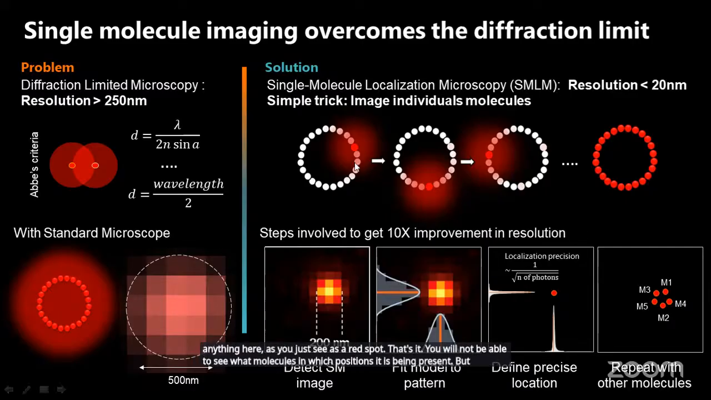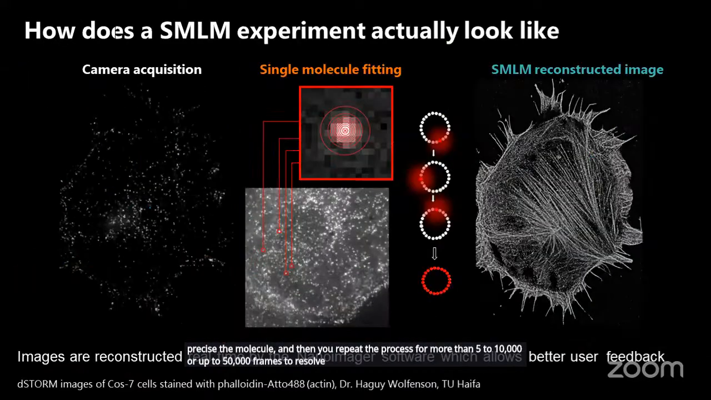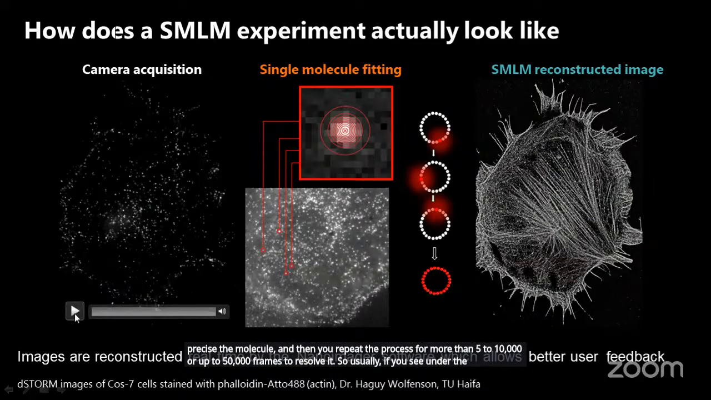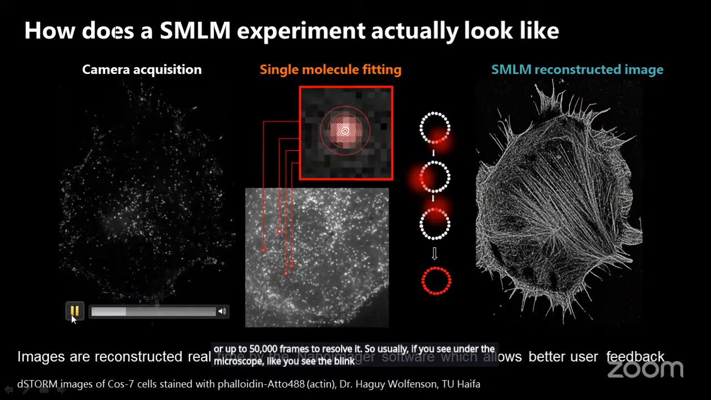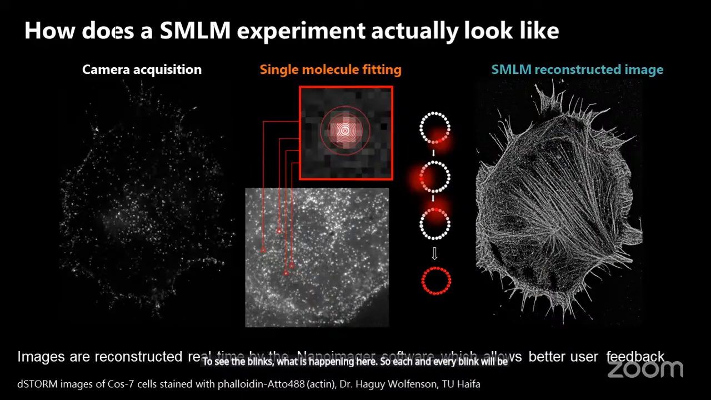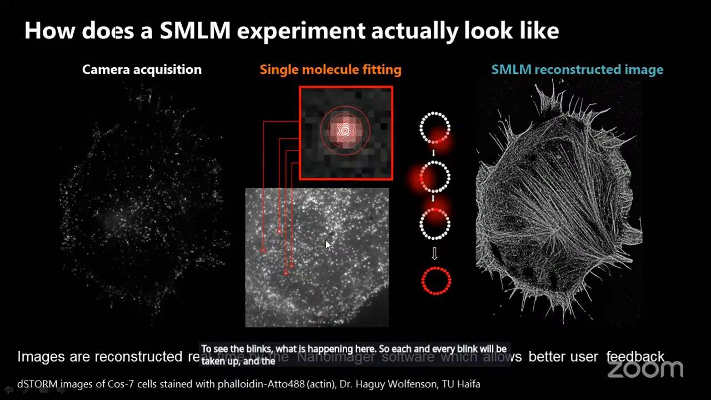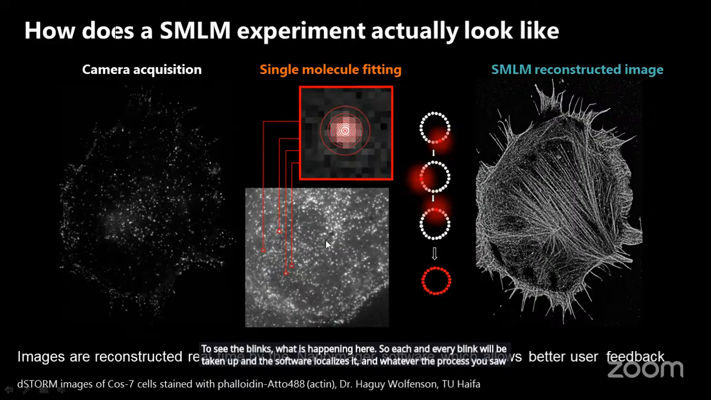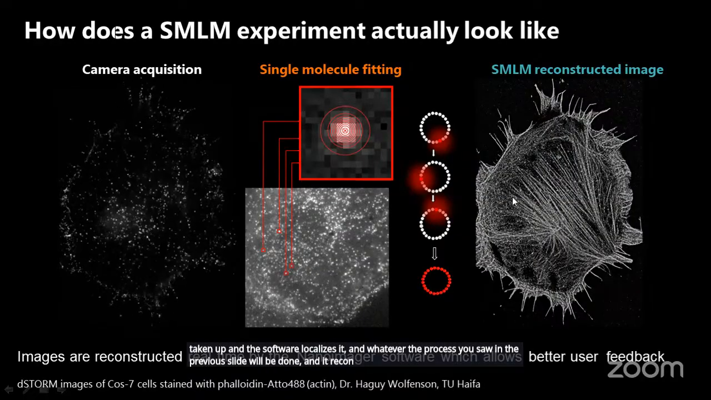But in case of single molecule, you're making the molecule blink in a randomized fashion. So first you localize the molecule, and once you localize the molecule, you apply the Gaussian fit, and then you precise the molecule, and then you repeat the process for 5 to 10,000 or up to 50,000 frames to resolve it. So usually if you see under the microscope, you see the blinking something like this. Each and every blink will be taken up, and the software localizes it, and whatever process you saw on the previous slide will be done, and it reconstructs it back to give you a final image.